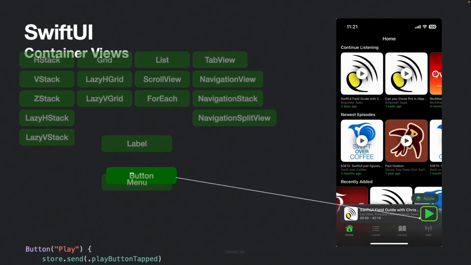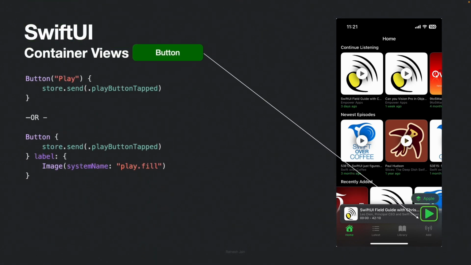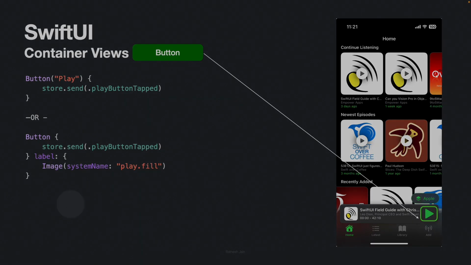Then button. This is also a container which takes another view inside. For the simplest case, it also accepts a string type for the title, as we saw in the label, and we can also have any type of view inside the label. So for this one, we only need to show the icon, so we are using that one.